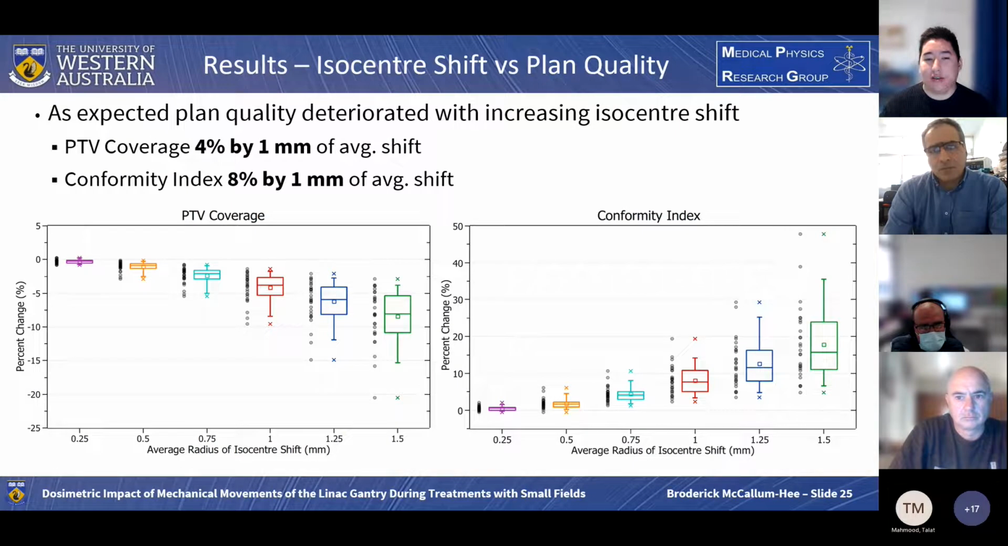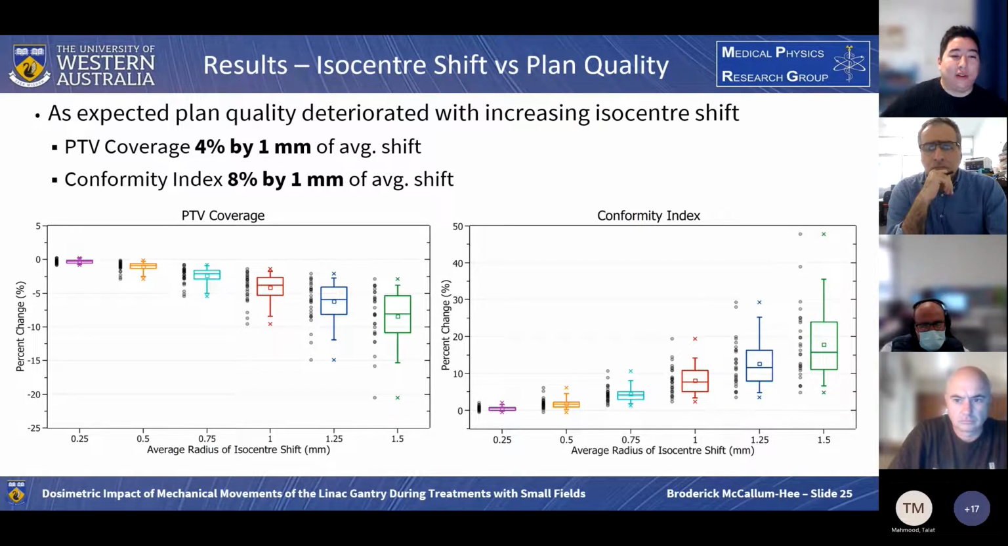Here again, I used the same graphs as presented earlier. For PTV coverage, we saw a decrease with increasing radii of isocentre shift, and this corresponds to a plan deterioration. And similarly for the conformity index, we saw an increase, which for this metric also corresponds to a plan deterioration. So, as expected, the plan quality deteriorated with increasing numbers of isocentre shift.